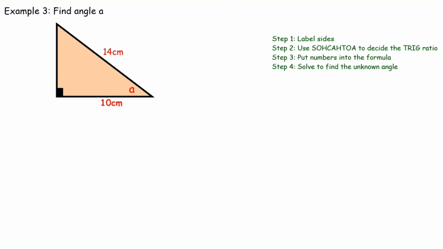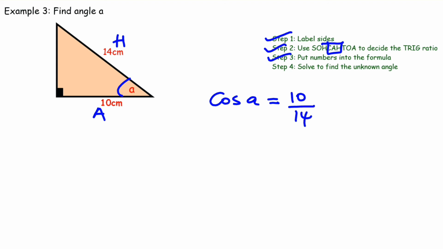Next, find angle A as well. Step one, label the sides, adjacent, hypotenuse, which means you're going to use cos. So cosine of A will be equal to adjacent over hypotenuse. Done. Step three, done as well. So solve the unknown angle. So A will be equal to inverse of cosine of 10 over 14.